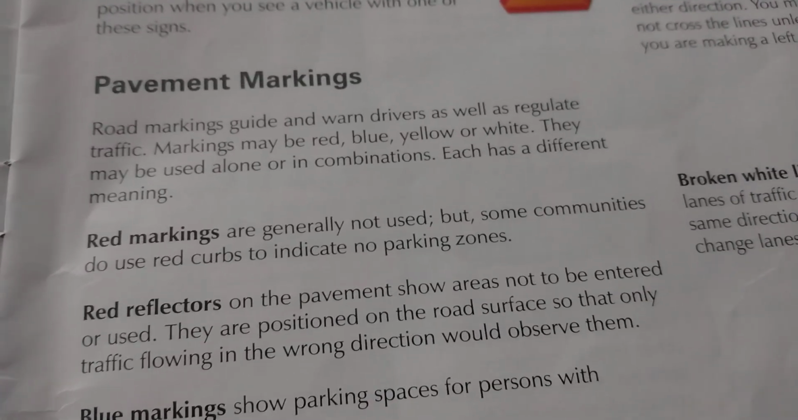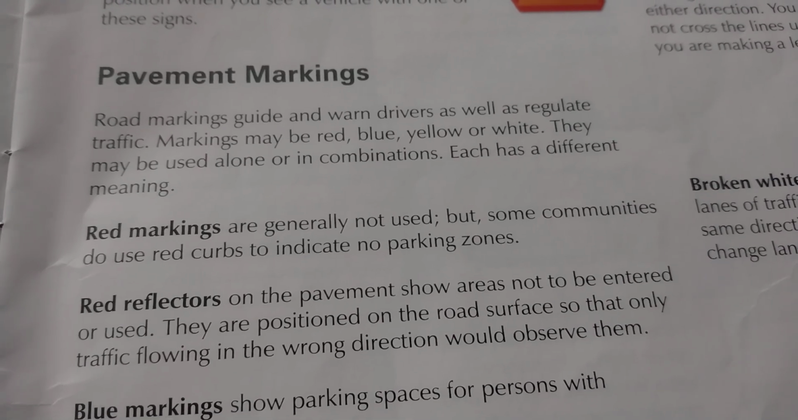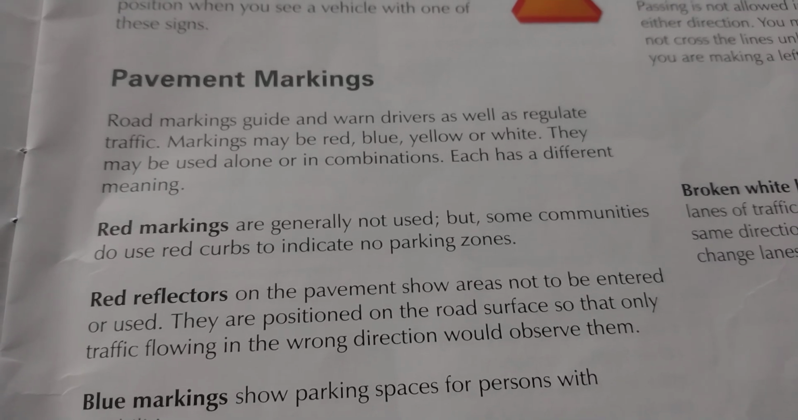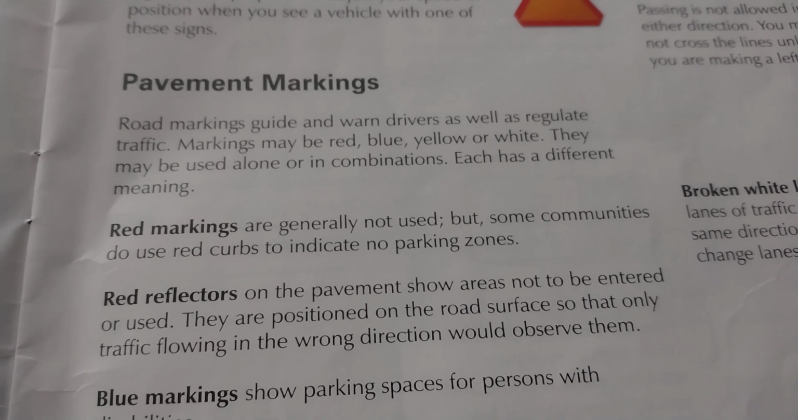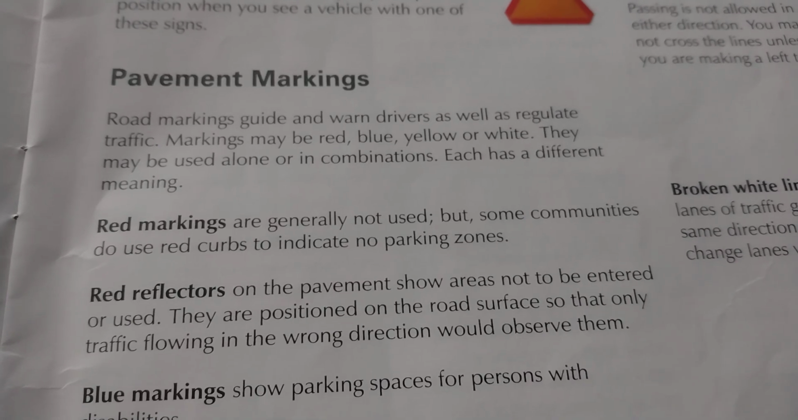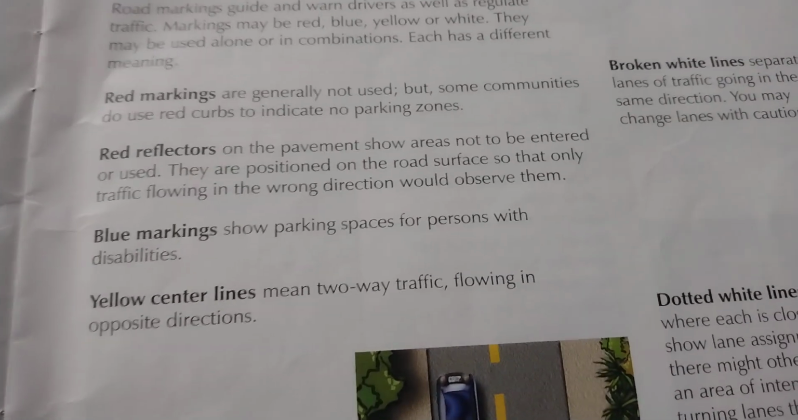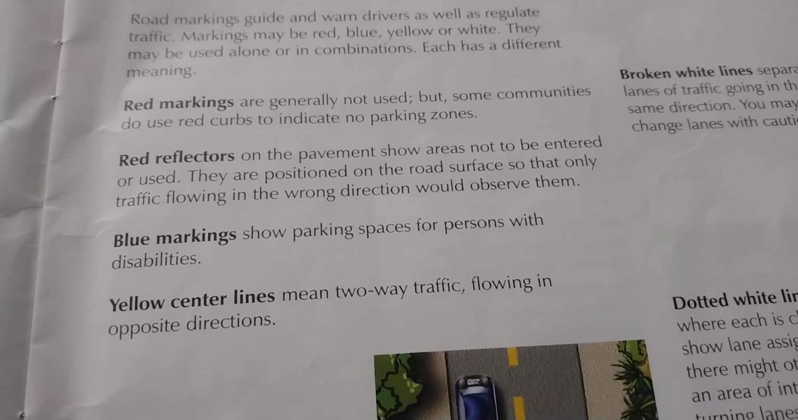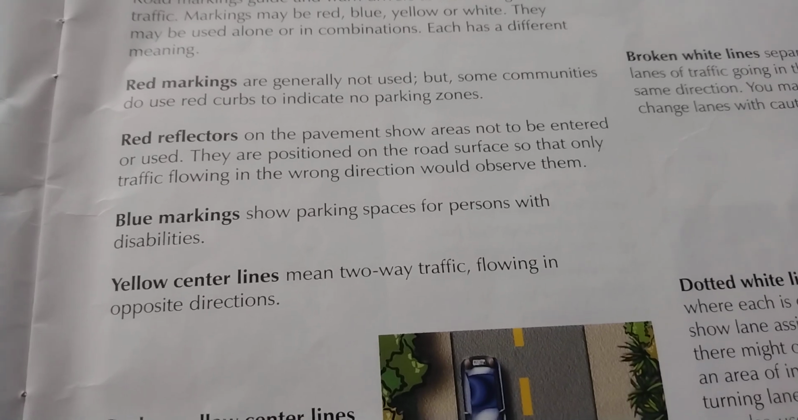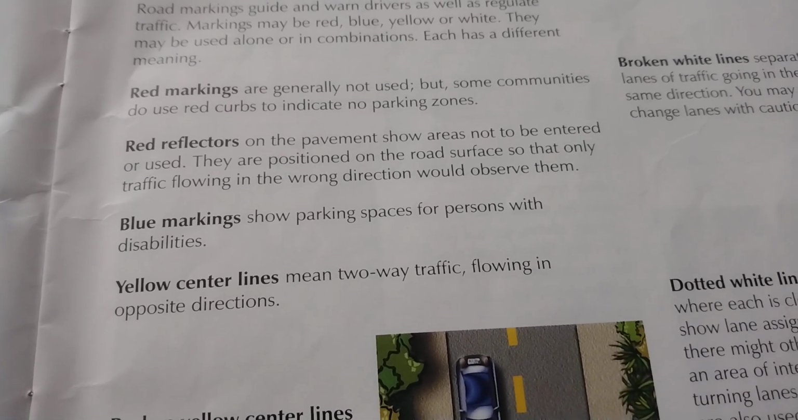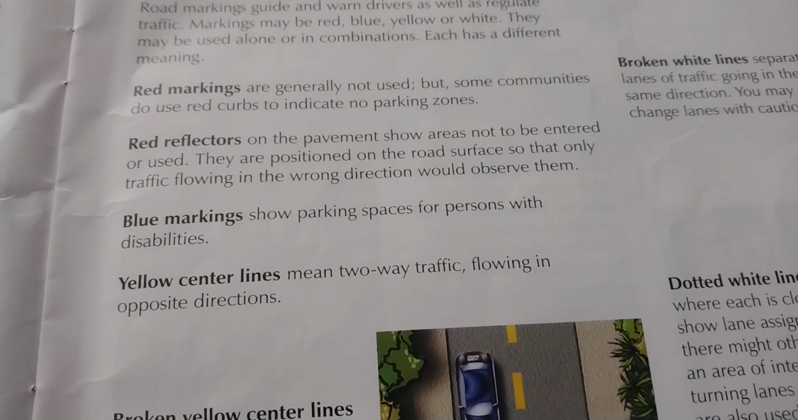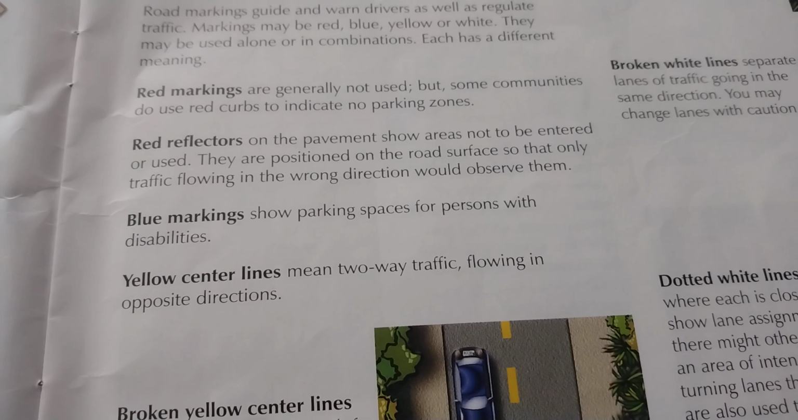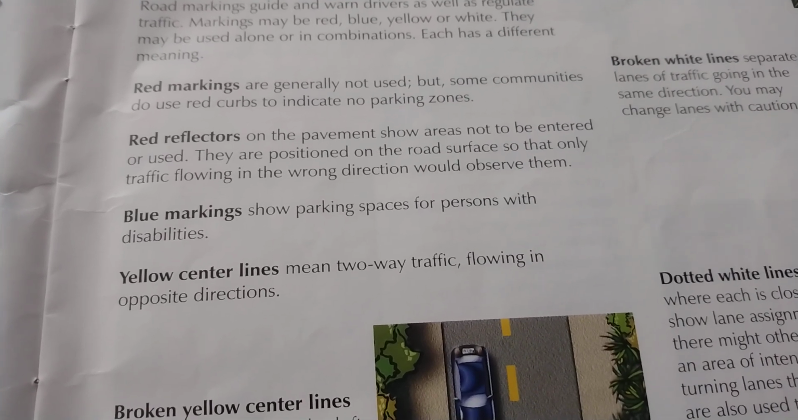Pavement markings. Road markings guide and warn drivers as well as regulate traffic. Markings might be red, blue, yellow, or white. They might be used alone or in combinations. Each has a different meaning. Red markings are generally not used, but some communities do use red curbs to indicate no parking zones. Red reflectors on the pavement show areas not to be entered or used. They are positioned on the road surface so that only traffic flowing in the wrong direction would observe them.